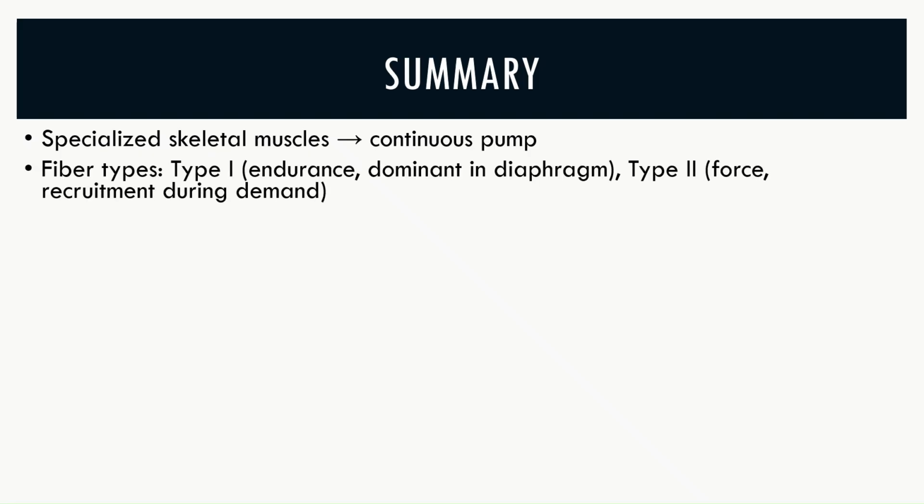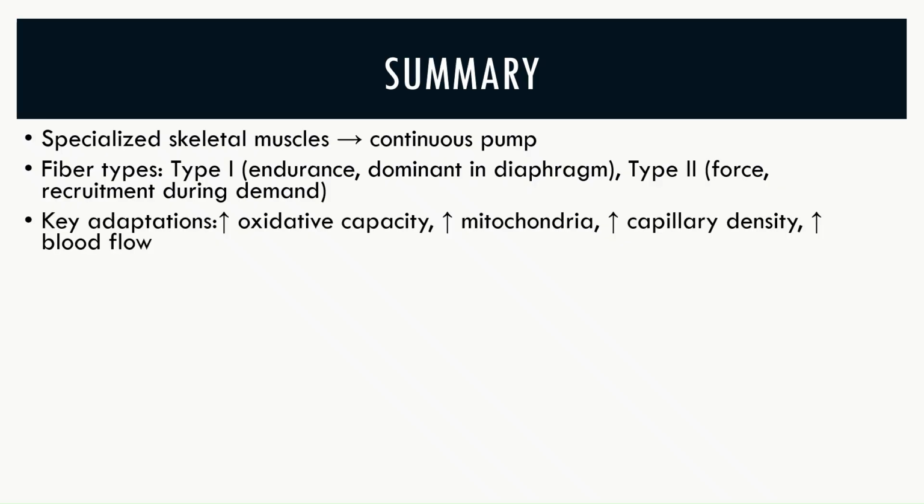In summary, respiratory muscles are specialized skeletal muscles functioning as a continuous pump. The diaphragm is predominantly composed of type 1 fibers providing endurance, while type 2 fibers are recruited during increased demand of force generation. Key adaptations include increased oxidative capacity, increased mitochondria, increased capillary density, and increased blood flow. Motor units follow the size principle, allowing efficient and graded recruitment.